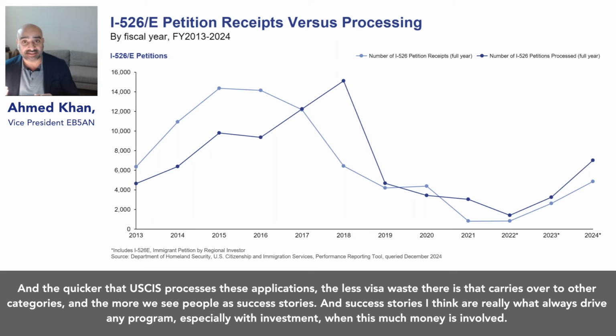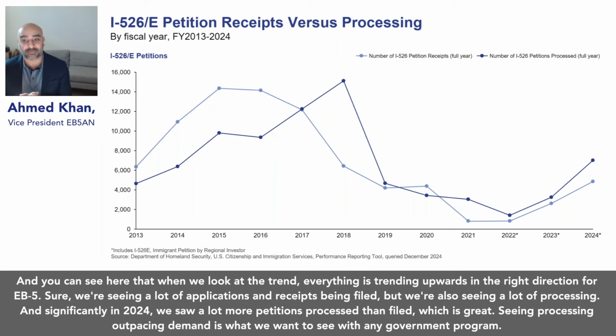And the quicker USCIS processes these applications, the less visa waste there is that carries over to other categories, and the more we see people as success stories. And success stories are really what drive any program, especially with investment, when this much money is involved. You can see here that when we look at the trend, everything is trending upwards in the right direction for EB-5. Sure, we're seeing a lot of applications and receipts being filed, but we're also seeing a lot of processing. And significantly in 2024, we saw a lot more petitions processed than were filed, which is great. Seeing processing outpacing demand is what we want to see with any government program.